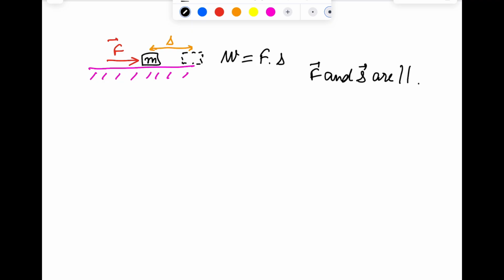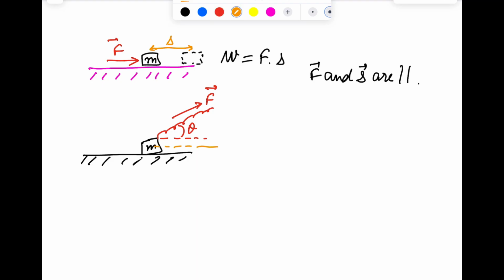Now what if that were not the case, right? So let's consider another case where we have the same body, mass M. Let's say in this case, we have a chain attached to the body. We apply a force F, let's say in this direction, where the force F makes an angle theta with the horizontal, and the displacement is S in the horizontal direction.